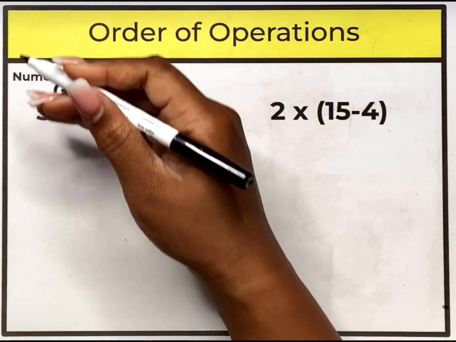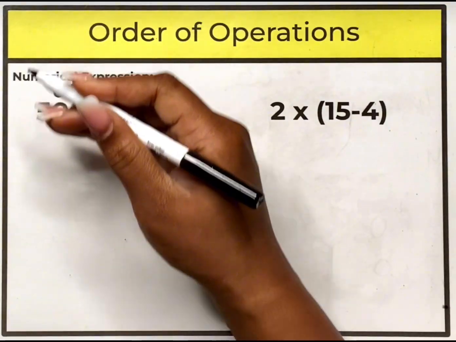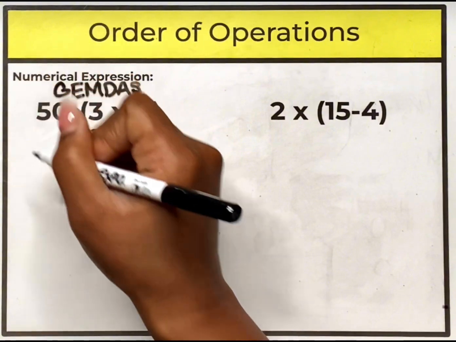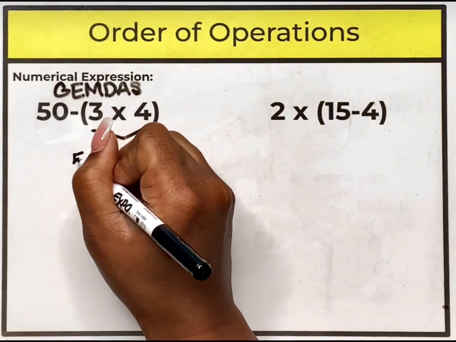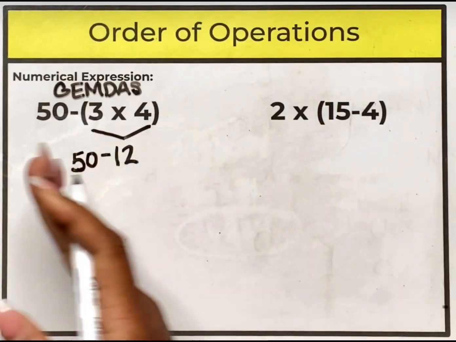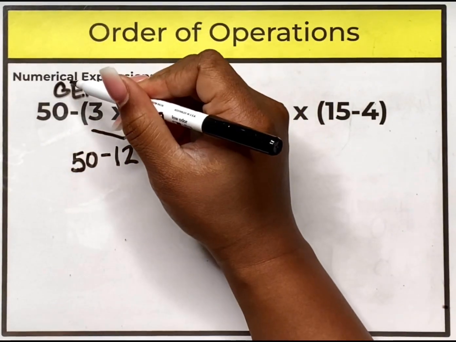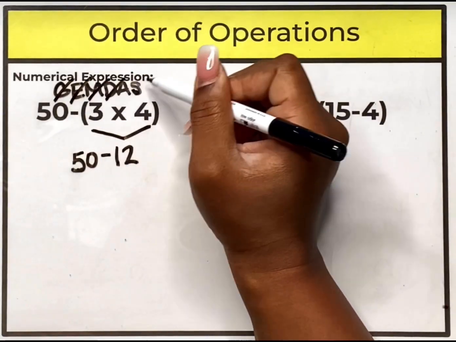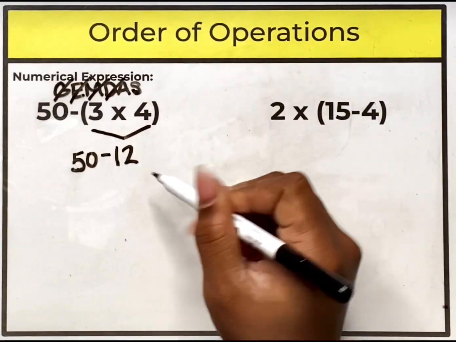Now, bring down the rest of the numerical expression. Bring down the subtraction sign. Bring down 50. Repeat. Again, from left to right. Hey, do we have any more grouping symbols? No. Exponents? No. Multiplication or division? No. Addition or subtraction? Yes, we have subtraction.